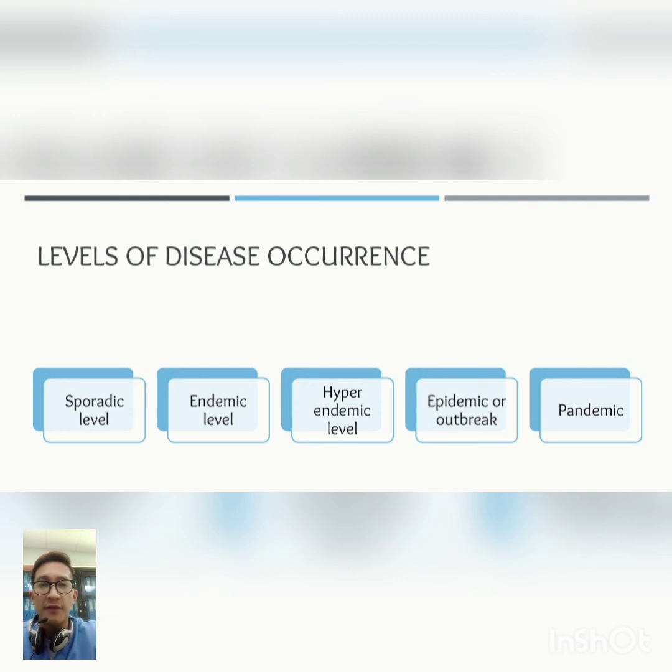And lastly is we have your pandemic level. This refers to an epidemic that has spread over several countries or continents, usually affecting a large number of people. Just like our COVID-19, it became a pandemic because it has affected almost all of the countries or everyone in the world.